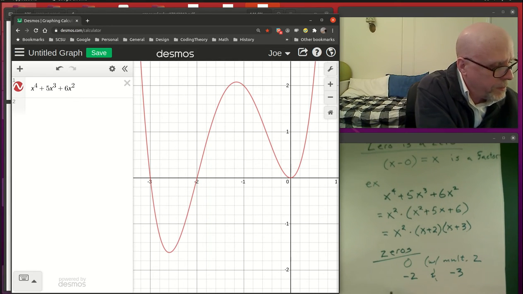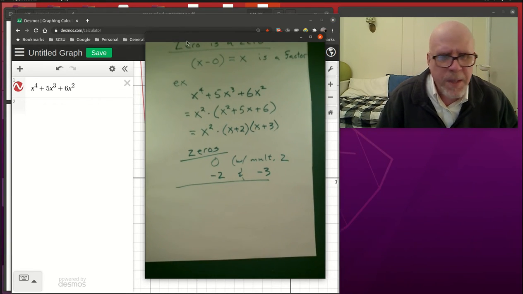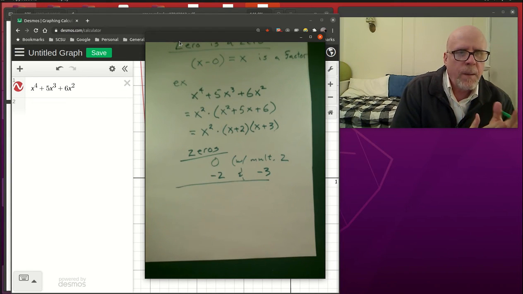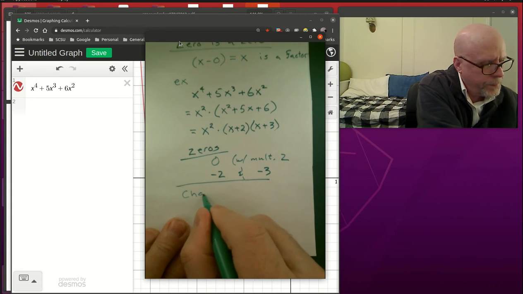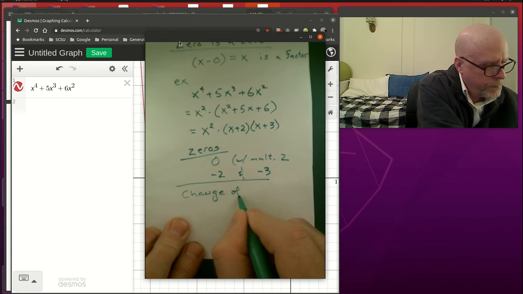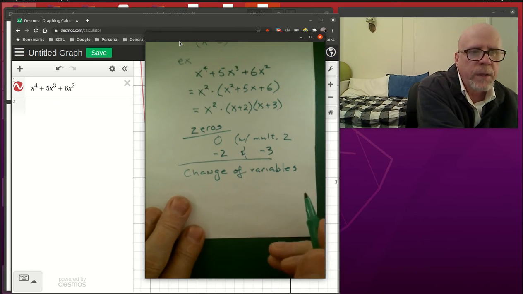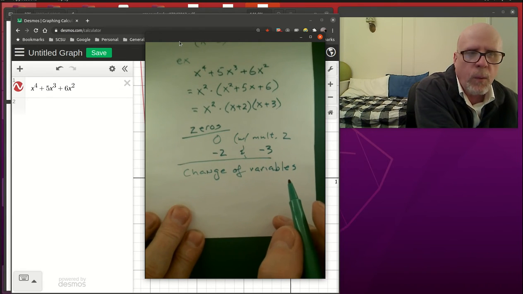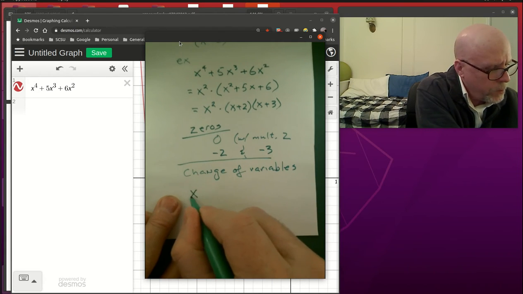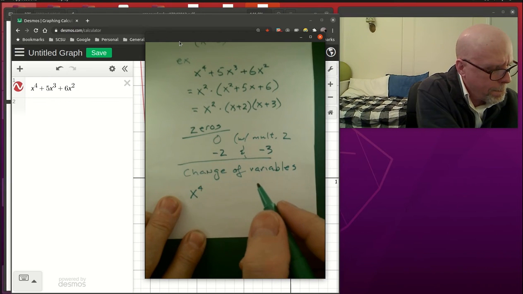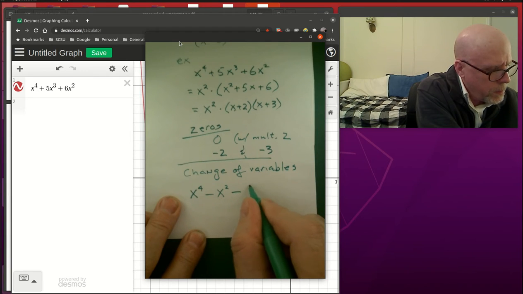Another special case, it's hard to put a name to it, but it happens sometimes that you can factor by cleverly making a change of variables. I'm just going to give you an example, and you'll see where the change of variables idea happens. Suppose we had x to the fourth power minus x squared minus 6.